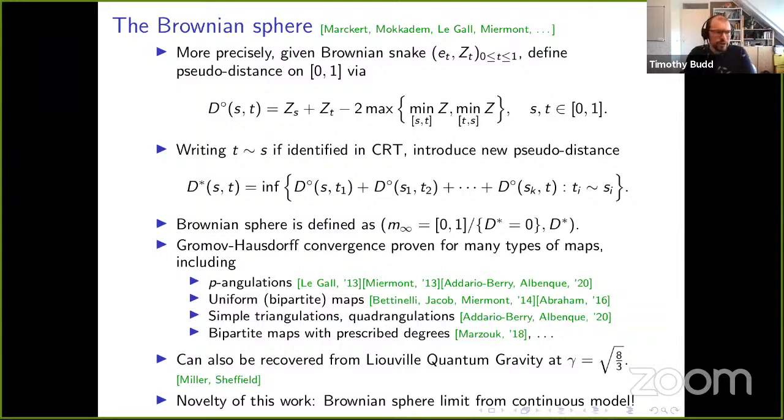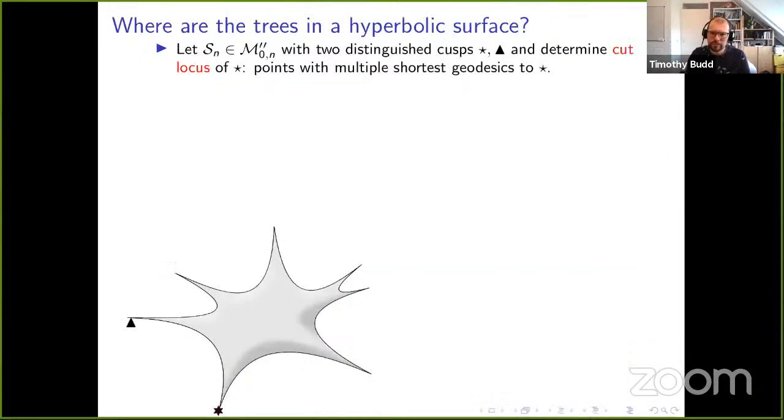Okay, but of course we're going to mimic what has been done for random planar maps. And all these convergences for random planar maps to the Brownian sphere relied very heavily on having these trees that also nicely encode distances to a particular distinguished point in the surface. So the first real question I have to answer is, what are the analog trees for these hyperbolic surfaces? So let me show you where these trees are.